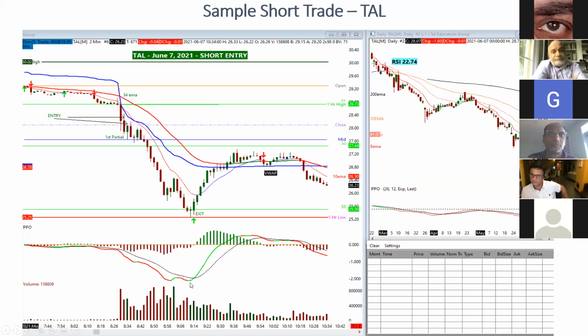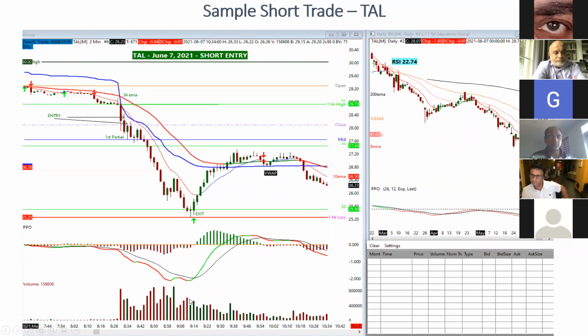Number two, if the PPO is here, it is still negative. It is still negative. The strategy says for the long that this line should be crossing this line and this line, even 10, and PPO should be crossing with the momentum at a higher level when it's crossing zero.